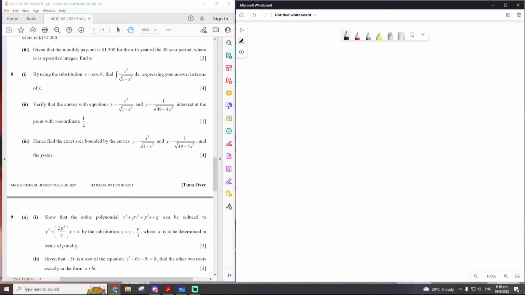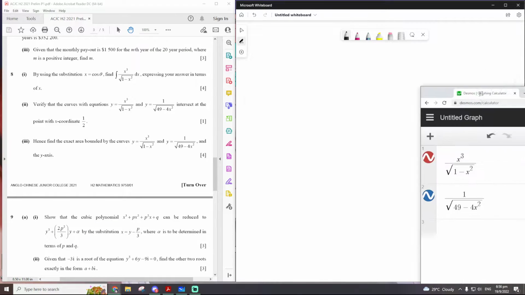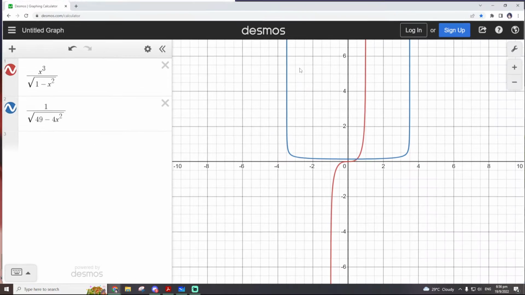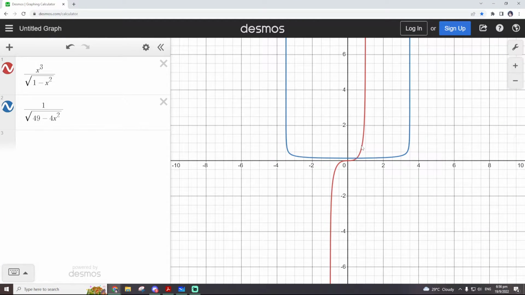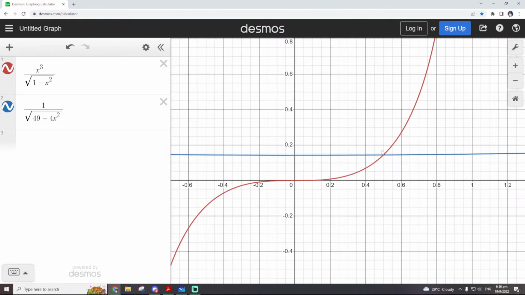So you can use your graphing calculator to sketch the two curves if you need to. This is what I got on Desmos. So we need to find the area bounded by the two curves and the y-axis, which is going to be this area. It's going to be the area under the blue but above the red, essentially.